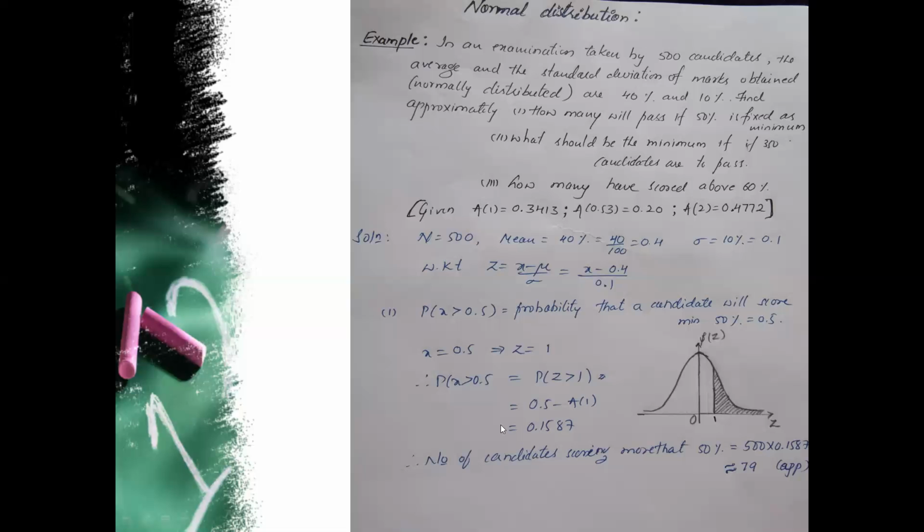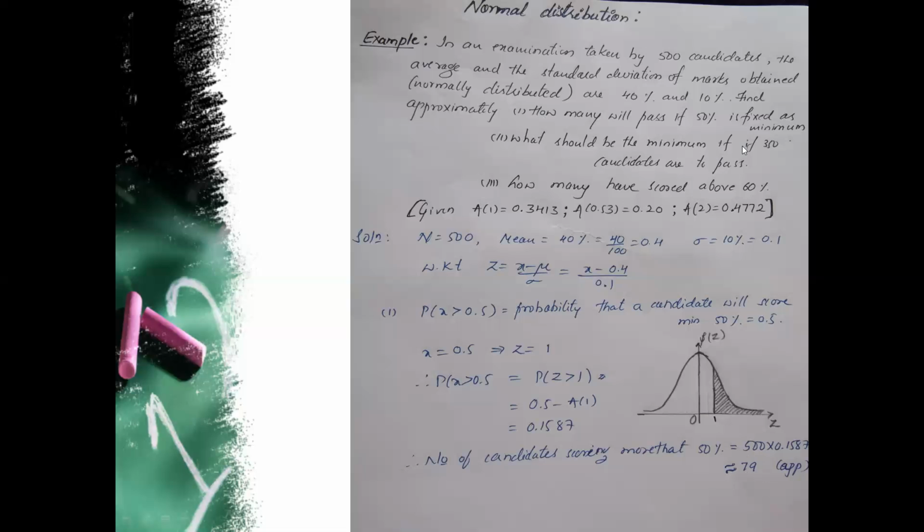This is the probability that one student will get a minimum of 50%. Then the number of students scoring this minimum of 50% or more is 500 into the probability. We get the answer as nearly equal to 79. Because it is a number of students, don't write it in terms of decimals. We prefer writing it as a whole number. Now let us move to the second question.